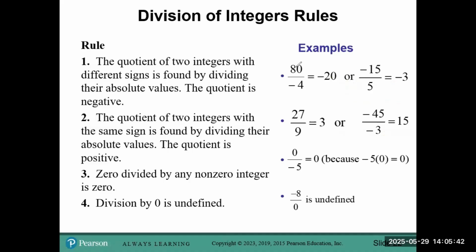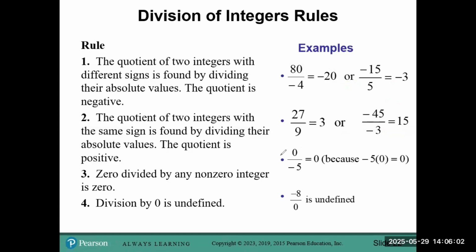Okay. 80 divided by -4. I just think 80 divided by 4 is 20. The signs are opposite, so the result is negative. Here, -45 divided by -3, the signs are the same, so my result is positive.